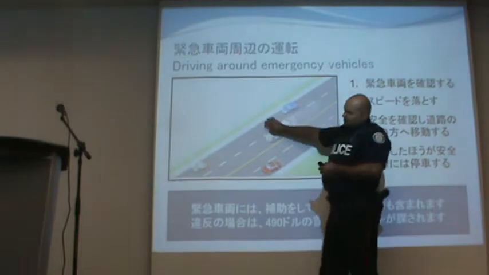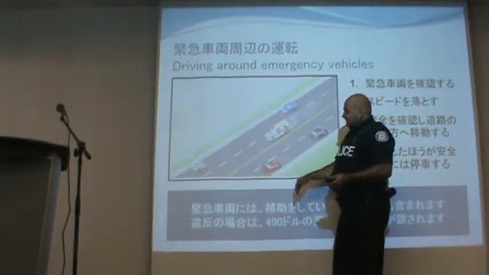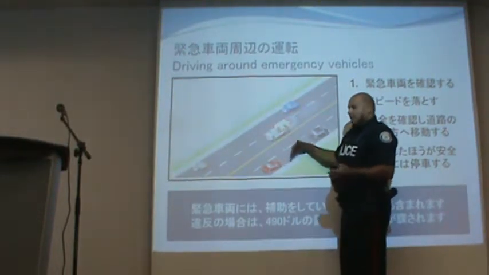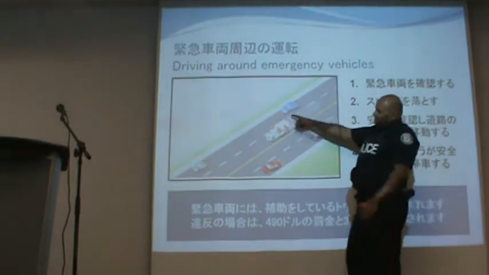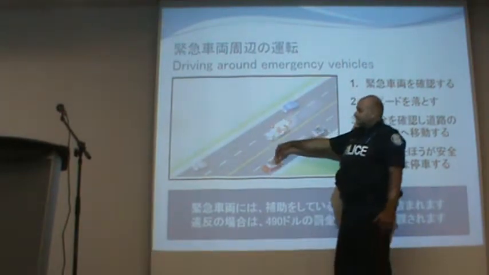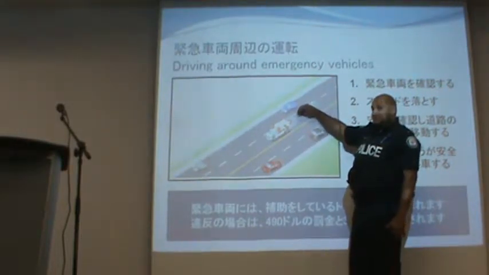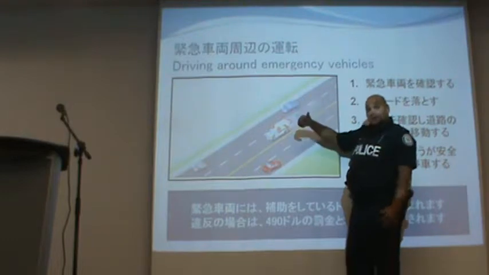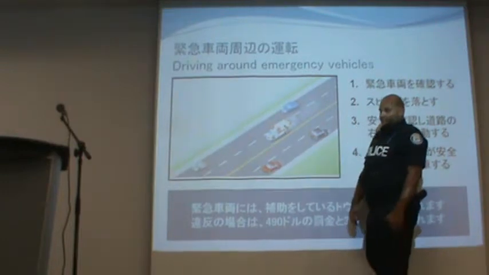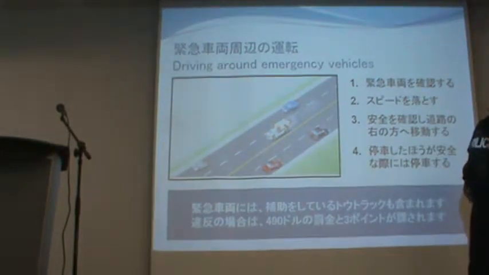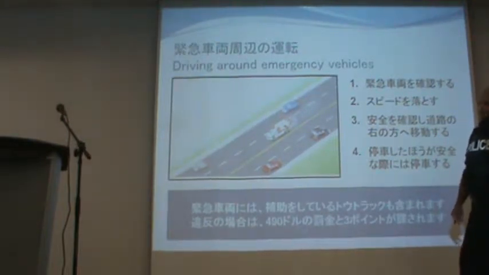If an officer, more times than not, has a vehicle pulled over to the right, say if it's a 3-lane highway, and the officer has someone pulled over on the right-hand side, you must, if you're traveling in the middle lane, either slow down, or if it's safe to do so, actually change lanes and move over.